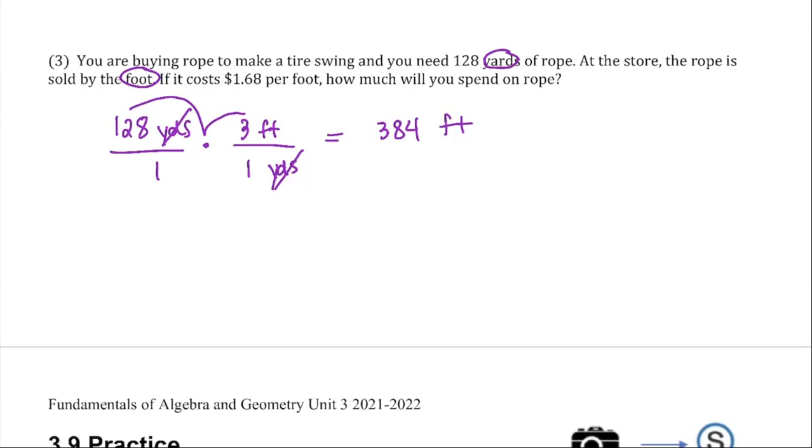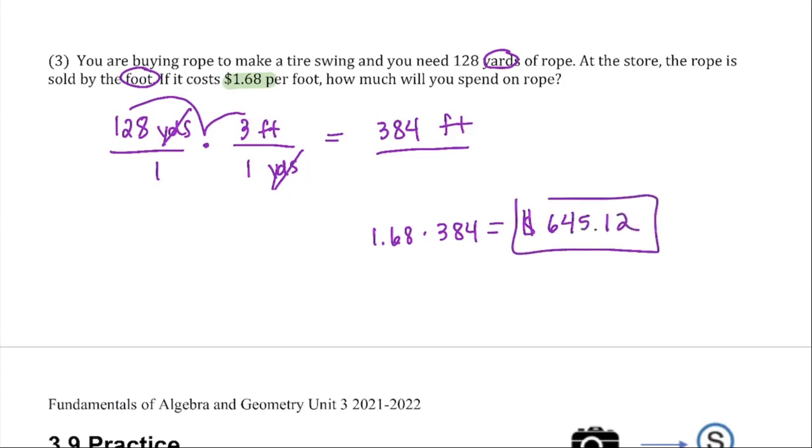That is how many feet are in 128 yards. But this says that if it costs $1.68 per foot, how much will you spend on rope? Well, if we know that we're buying 384 feet of rope and it costs up here $1.68 per foot, then our last step is going to be, we're going to multiply the price times the amount that we're buying to figure out how much we're actually going to pay. So 384 times $1.68 is $645.12. All right. And that's it.